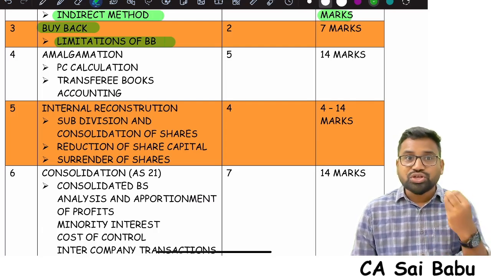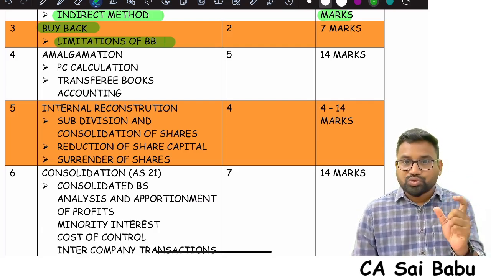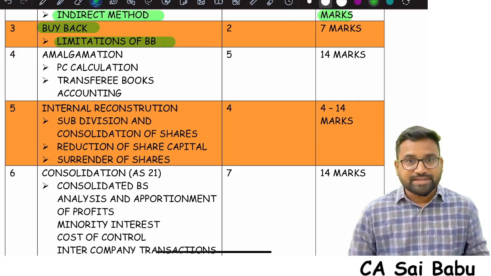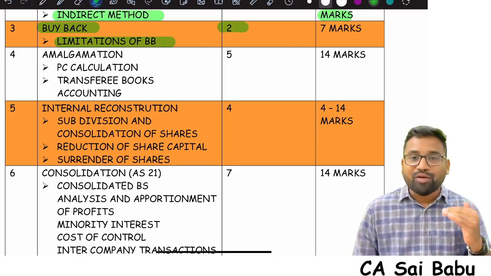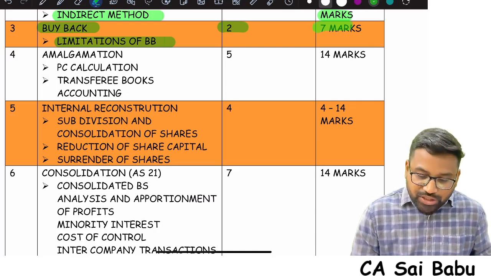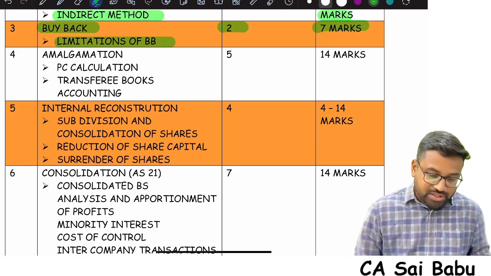I've solved some questions also. So you see those questions, you follow those questions, you can complete it within a quick span of time and you can complete this chapter. 2 hours is all that is required for revision of this buyback chapter. And usually you will get a 7 marks question from this chapter.